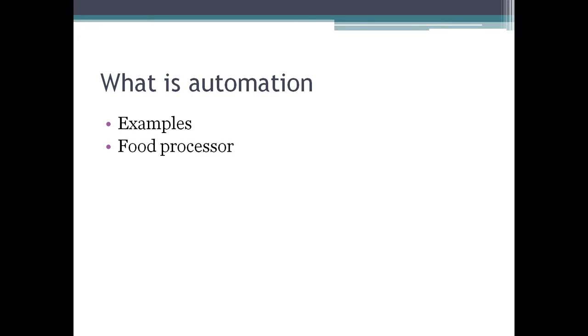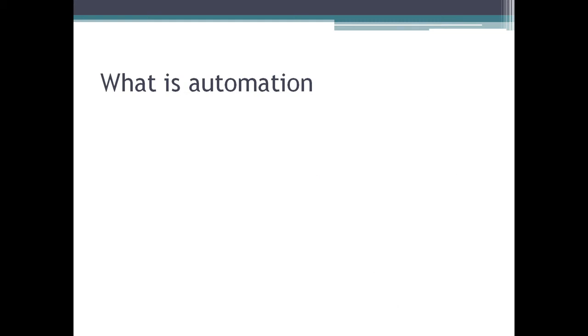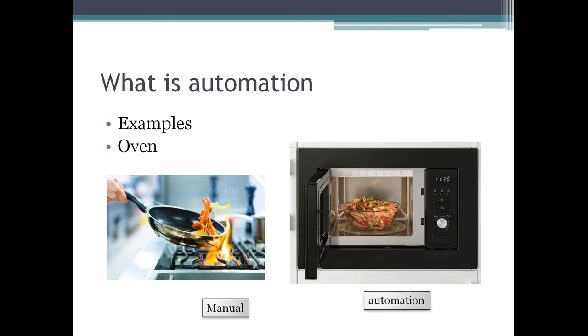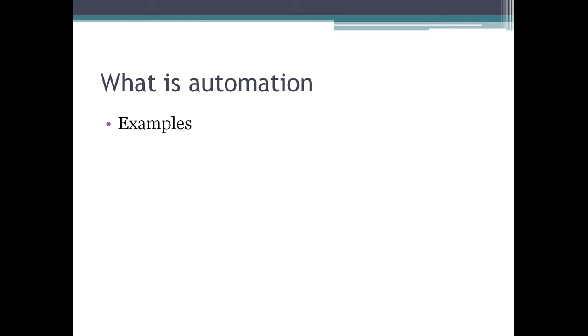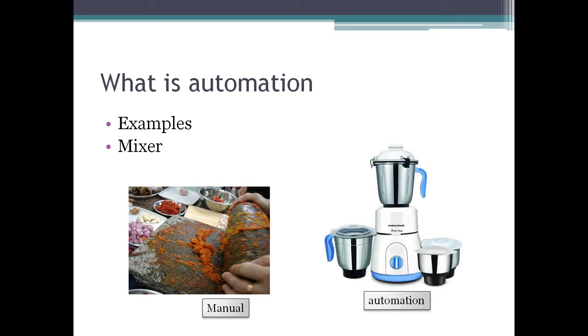Another example was the food processor. Earlier we used to cut fruits or vegetables manually with a knife. Now we have a food processor. The next example is the oven. Earlier we used to cook food on the gas manually. Now we have an oven, and this is automation. Another example is that earlier we used to crush spices manually, but now we have a mixer, and this is automation.